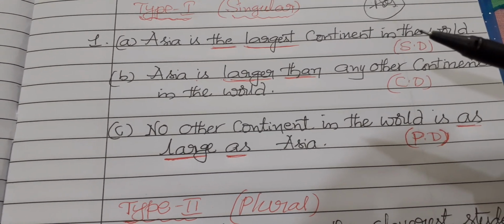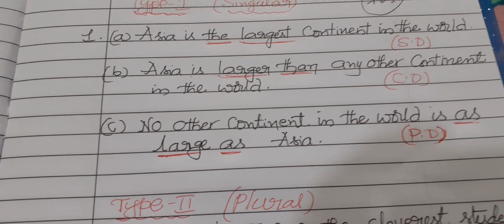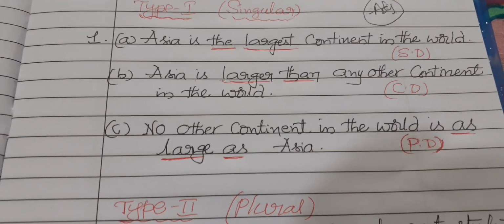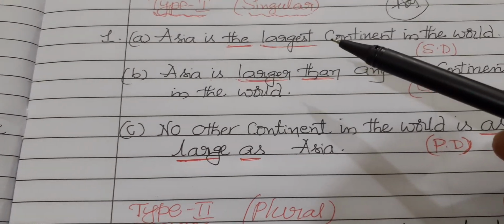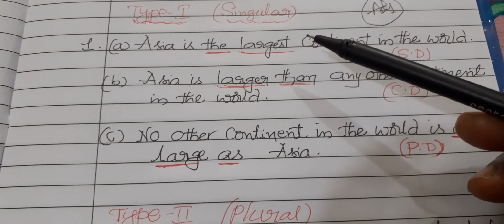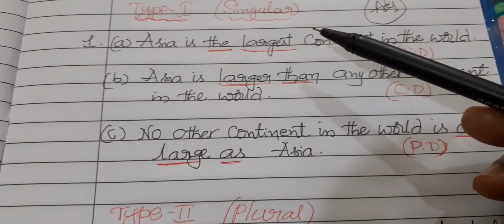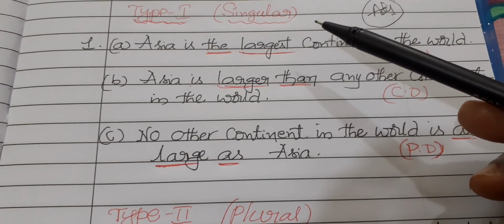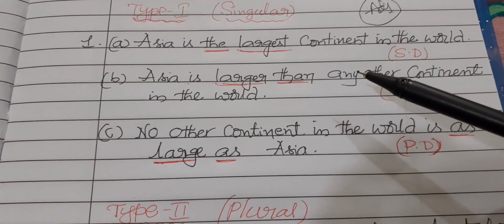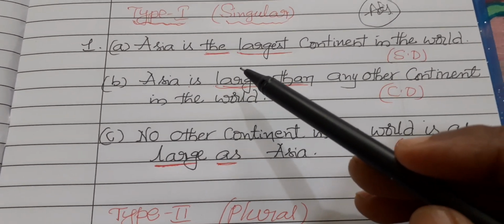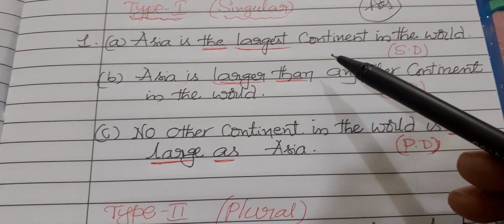After learning the basics, now we start the exercise. There are totally four types. Now type 1, the first one, is a very simple type, singular comparison. For example, Asia is the largest continent in the world.